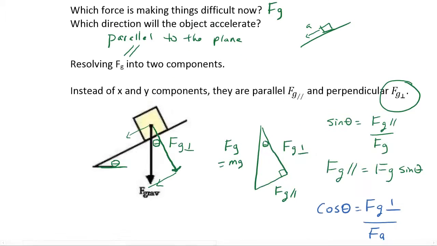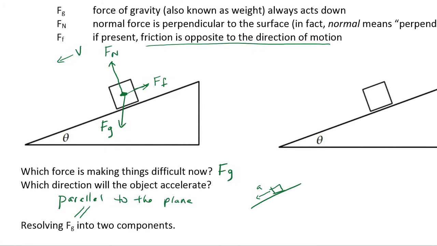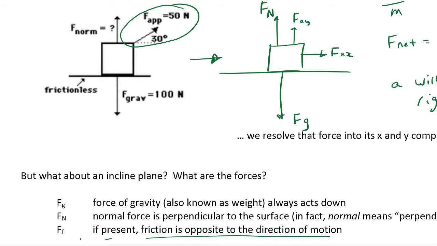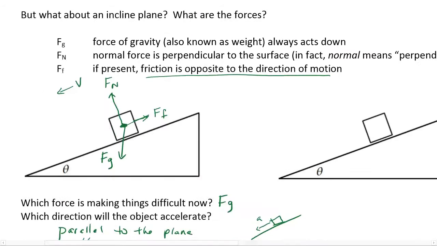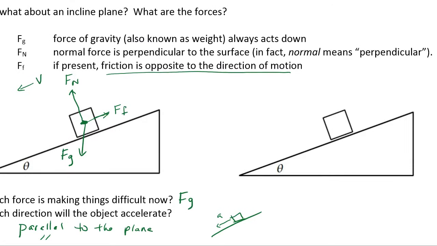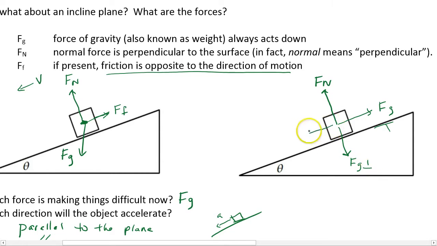So looking back at my original question over here, just like in my example where I changed FA into FAX and FAY, here I would still draw the normal force, and I'll still draw the force of friction, but now I will replace the force of gravity with this one here, which is the perpendicular one, so this is going to be FG perpendicular, and this one here will be FG parallel.